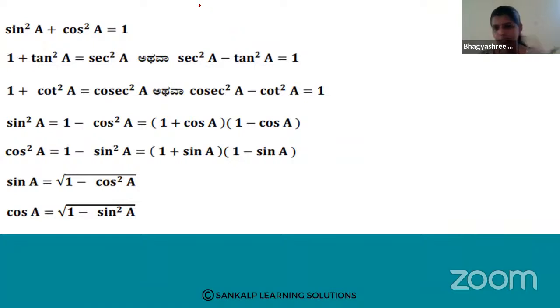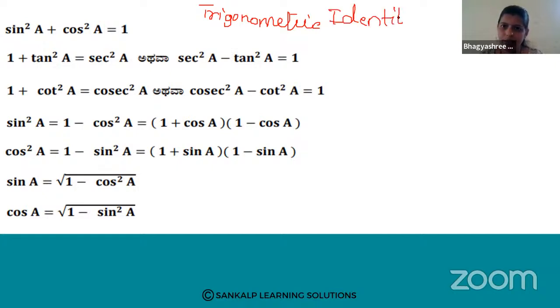So another important thing we are going to remember. You already know, these are trigonometric identities. Right? So these all are trigonometric identities. Sin square A plus cos square A is equal to 1. This is very, very important. 1 plus tan square A is equal to sec square A. Or you can write sec square A minus tan square A: transfer this tan square A to this side, it becomes sec square A minus tan square A is equal to 1.